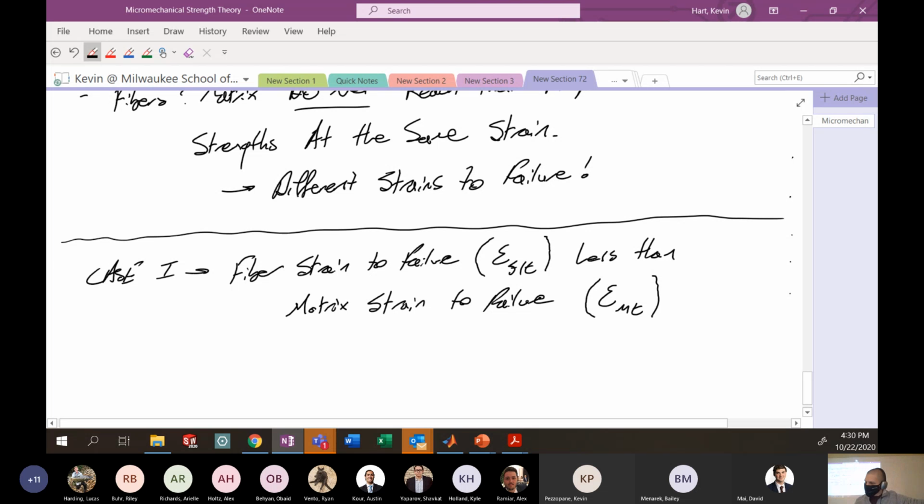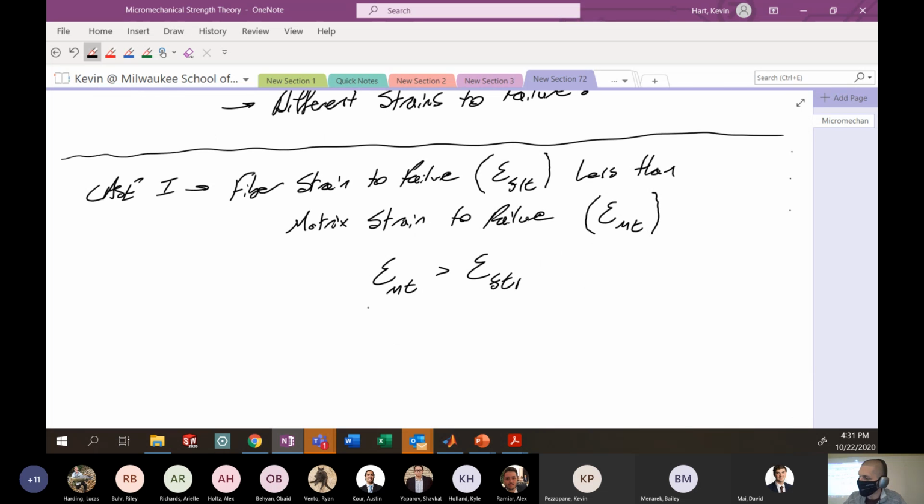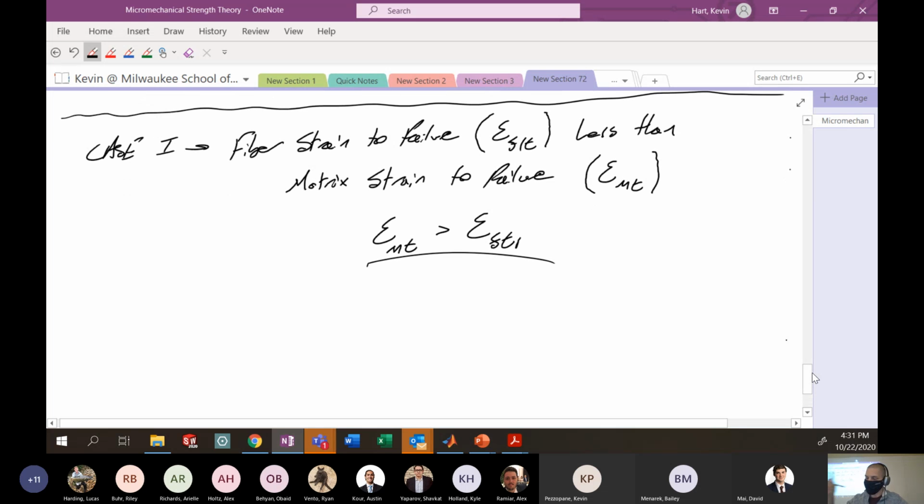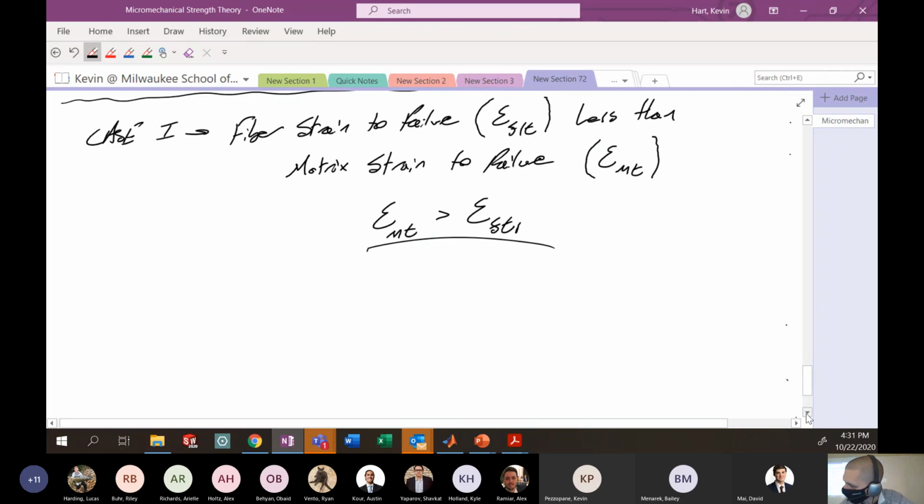Vocabulary, people. All right. So in math language, we would write that the strain to failure of the matrix in tension is greater than the strain to failure of the fibers in tension in the one direction. This is how we would write it in math speak, because we're engineers and we speak math. So here, if we're assuming isostrain in the one direction, the fibers will fail first. That's sort of pretty obvious. So here we'll say fibers more brittle than matrix.